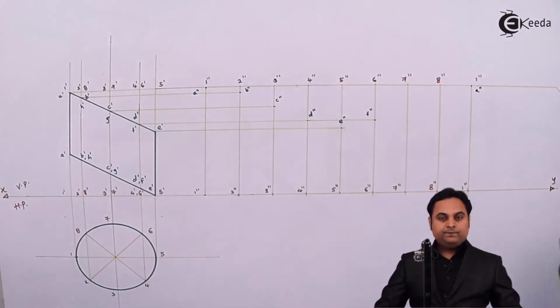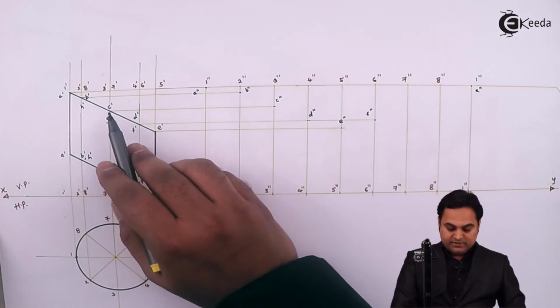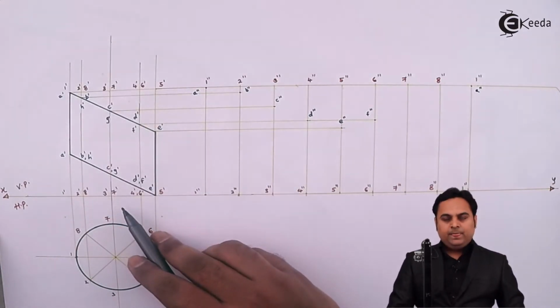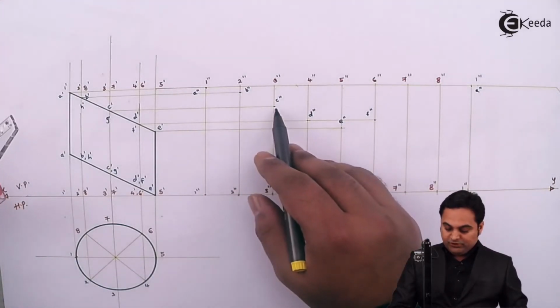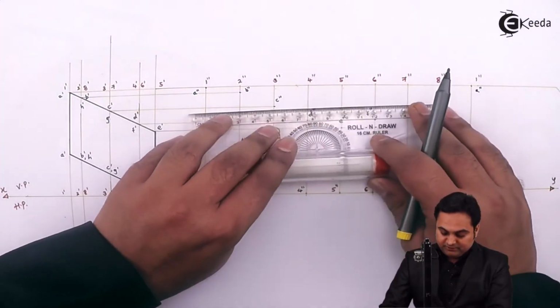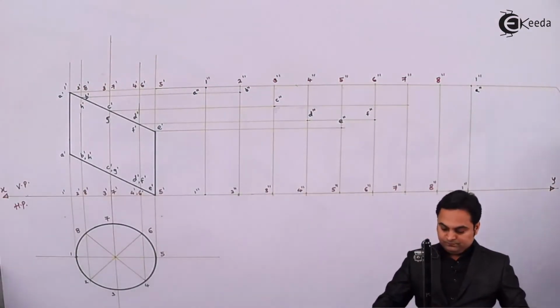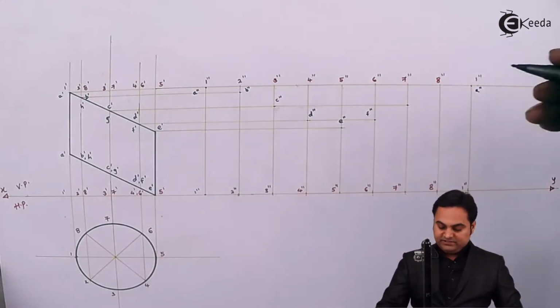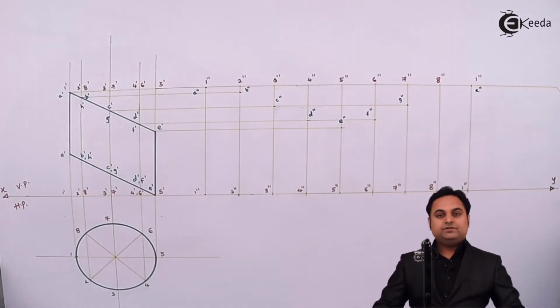F double dash. C and G are at the same location. C is cutting generator 3, whereas G will cut generator 7. So extending point C up to 7 double dash 7 double dash, where it is cutting C double dash C double dash, that will give me the point G double dash.